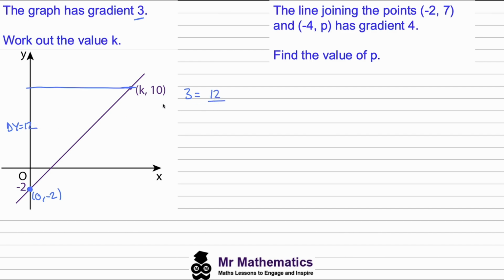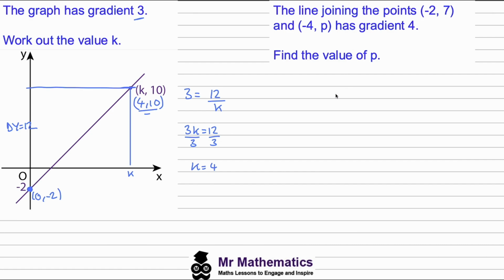divided by the change in x, which is from the k to the 0. So this will just be k. We can work out k by moving this to the left-hand side. So we get 3k will equal 12. Then we can divide both sides by a 3, and k will equal 4. So our coordinate here will be 4, 10. Okay? So you want to try this question and work out the value of p? You can pause the video and come back when you're ready.